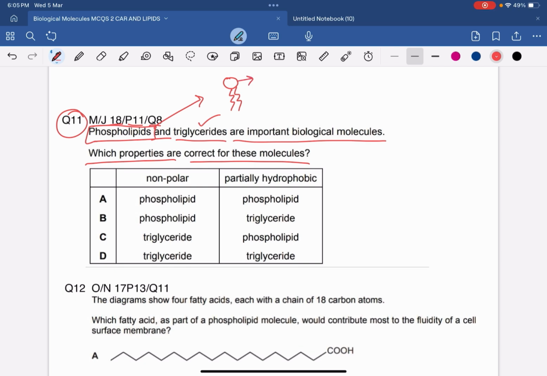The head of the phospholipid is basically hydrophilic in nature, which means water loving, and the tails are hydrophobic in nature. So we can say that the phospholipid molecule is partially hydrophobic, right? So the phospholipid molecule is partially hydrophobic and the non-polar molecule is the triglyceride. So hence option C is our correct answer over here.